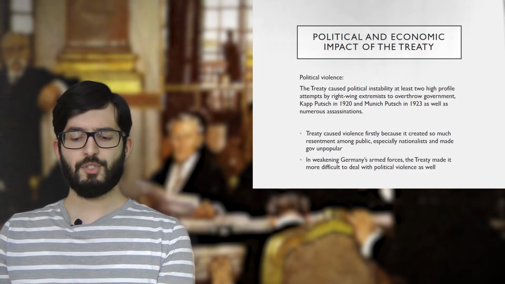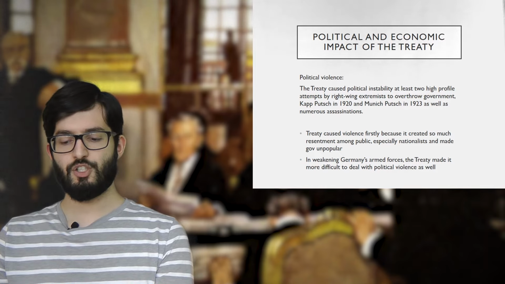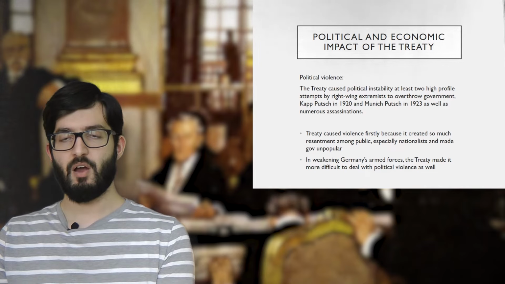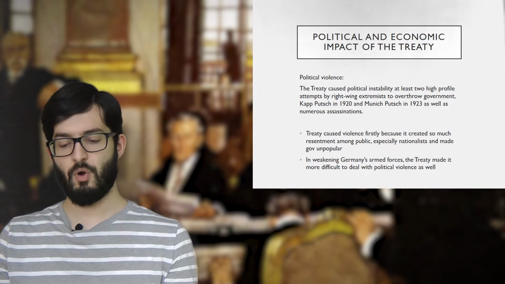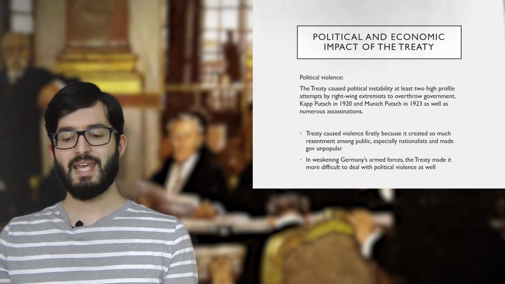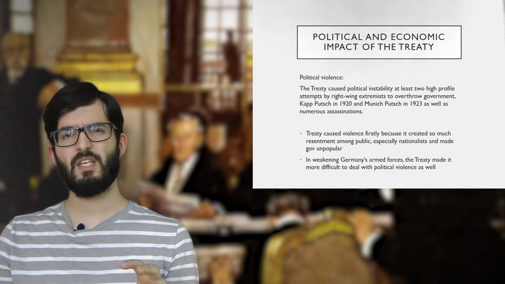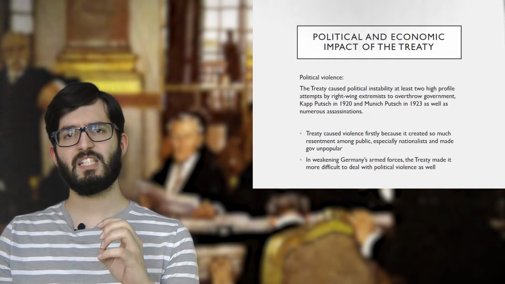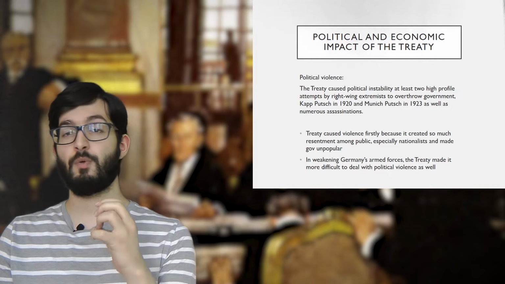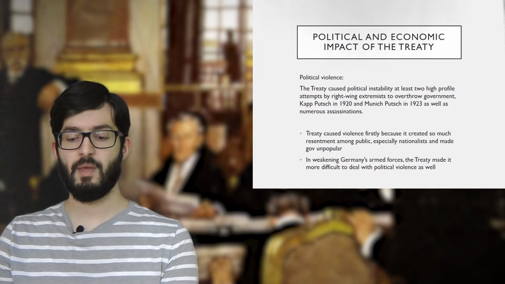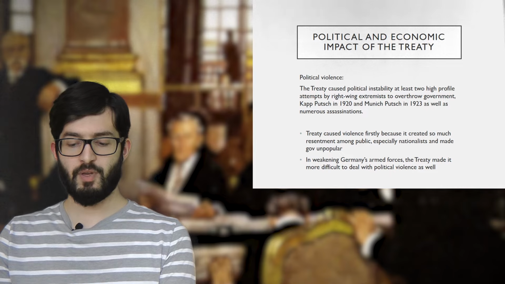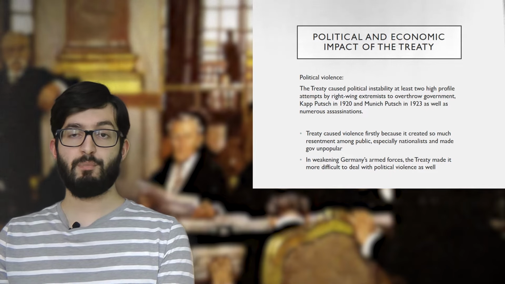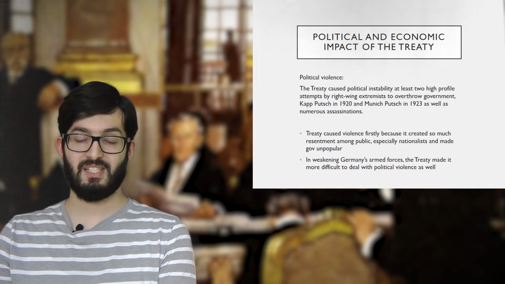So the treaty helps to create political instability in at least two high-profile attempts by right-wing extremists to try to overthrow the government. First of all, you have the Kapp Putsch, which takes place in 1920, led by a series of ex-military soldiers, essentially let go from the army, who attempt to overthrow the government. And then of course there's also the famous Munich Putsch 3 years later, led by Hitler himself, which again almost comes close to succeeding.